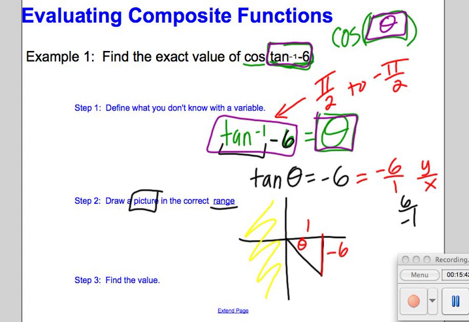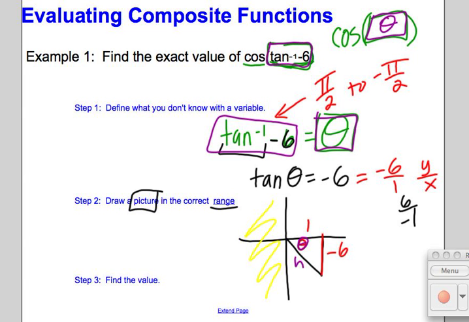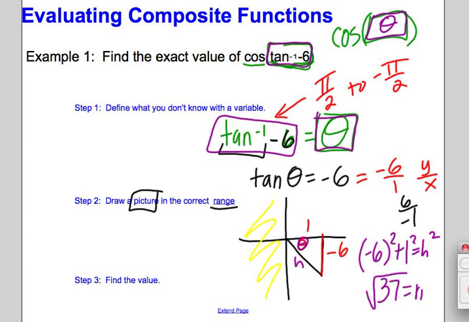Looking at my picture, I can find the cosine of theta by simply finding the hypotenuse here, or the radius of this triangle. And I'll do that by quickly using Pythagorean theorem and doing -6 squared plus 1 squared equals h squared. Solving this, I get 37 equals h squared, so h is the square root of 37 for h, and I can now find the cosine of the tangent inverse of -6.